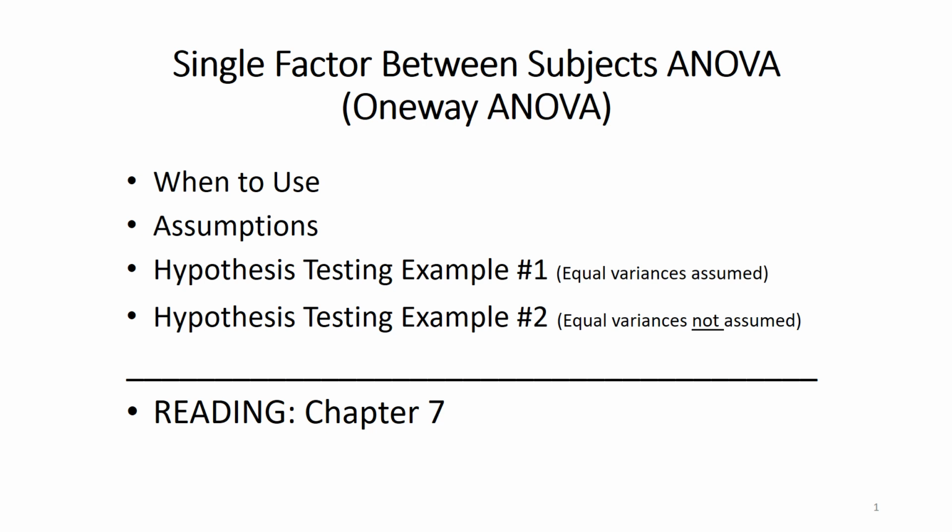Just like we've done with other tests, we're going to start with when do we use it. We're going to talk about some of the assumptions because it is a parametric test. And then I'm going to walk you through two hypothesis testing examples. One where we have equal variances assumed, one where we do not have equal variances assumed.